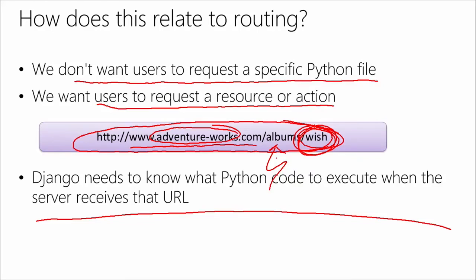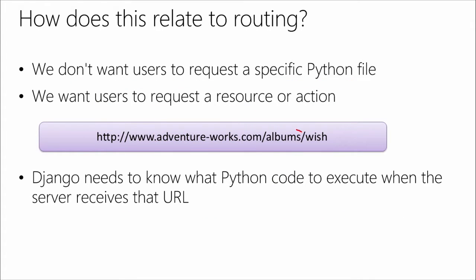So what I need to be able to explain to Django is, hey, look, all of this, let me clear my screen. This part right here, that's going to be static. But this part right here is going to be dynamic. So if you see albums and then you see something here, this is the code that I now want you to execute.